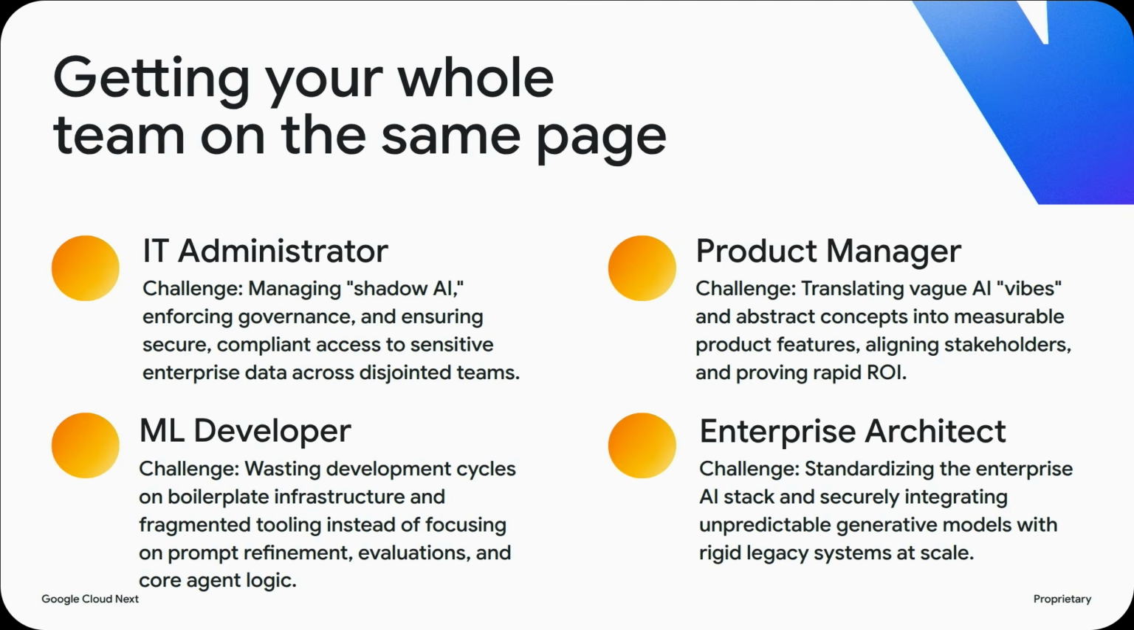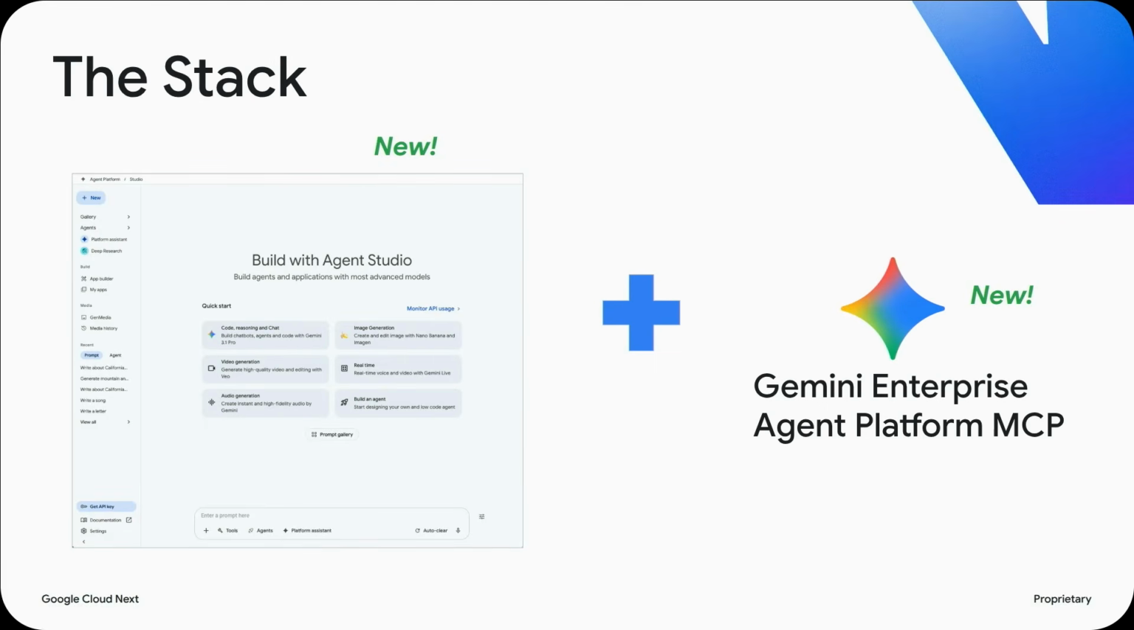For developers, this is a hurdle. They don't want to go and write a bunch of boilerplate code when, if you have the right tooling, you can create a really good prototype that is keen to go to production. And meanwhile, your enterprise architect is trying to standardize the enterprise AI stack and securely integrate all these unpredictable Gen AI models with rigid legacy systems at scale. Okay, so now I'm going to introduce the stack. To achieve the challenges we discussed, one, we have our new Gemini Enterprise Agent Platform. And we have this new Agent Studio.